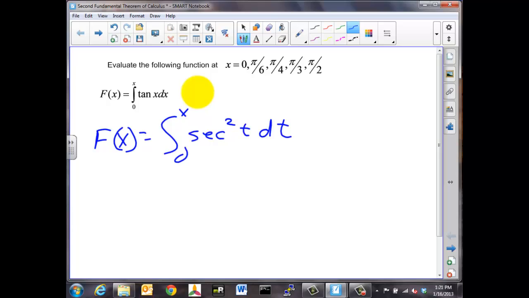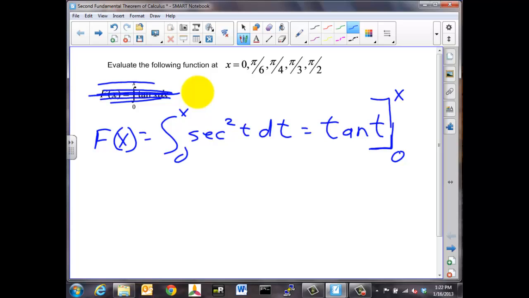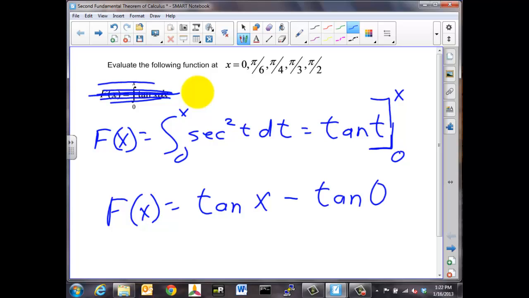Okay? Now, we're just going to forget about what was written up here all nice and pretty. I'll have to change that later. Now what function has a derivative of sec squared? Tan. Okay. So this is just another way of saying that it is the tangent of t evaluated at 0 and at x. Well, we could really just redefine that to be F of x is the tangent of x minus the tangent of 0, right?